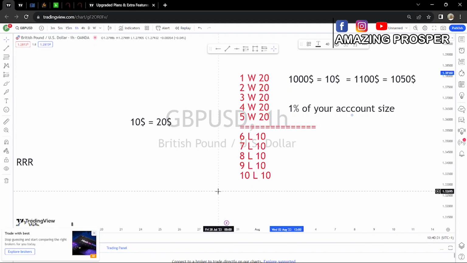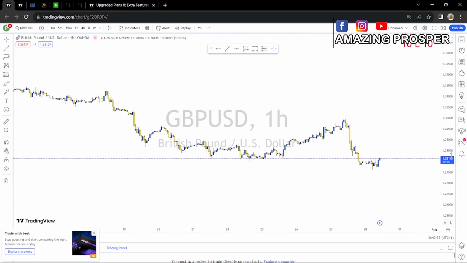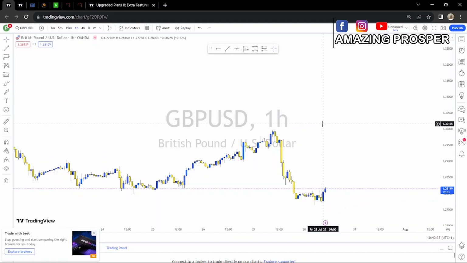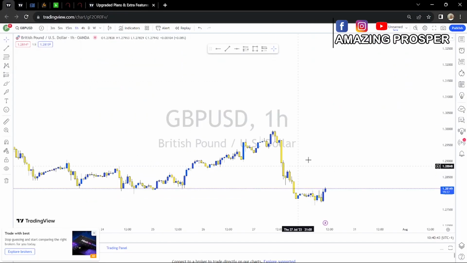So let me show you a practical way how to do that with a risk to reward if you don't know how to use it. So remember, what we use is 20 pips on our position size calculator, which is here, 20 pips. So on the chart, see what you will do. If you want to get in on this chart, maybe you are trading on this kind of trade and you are here.